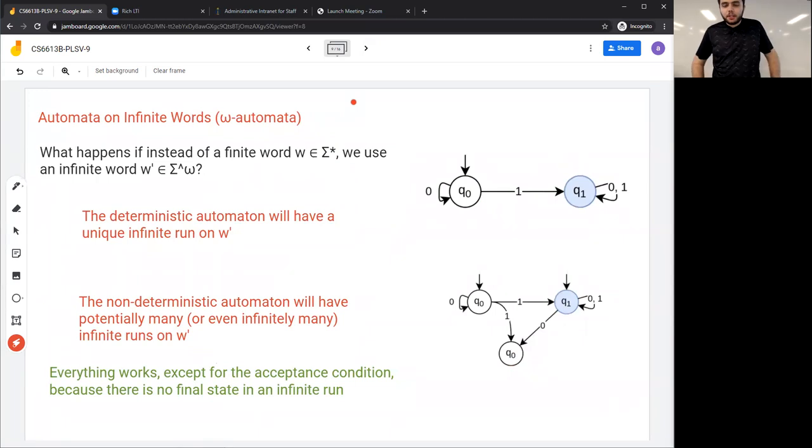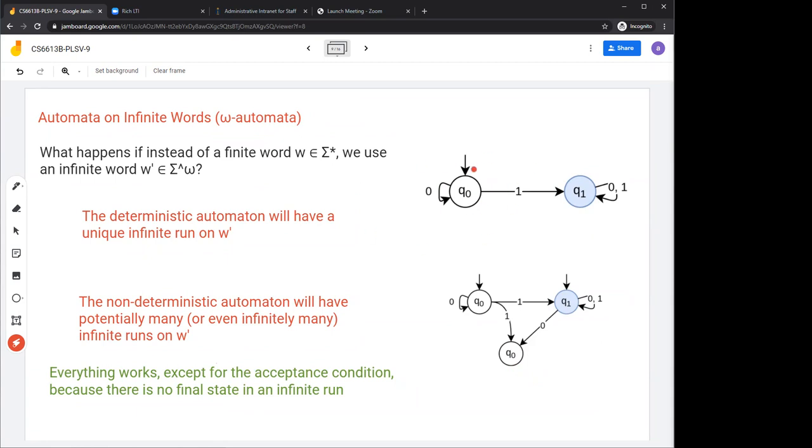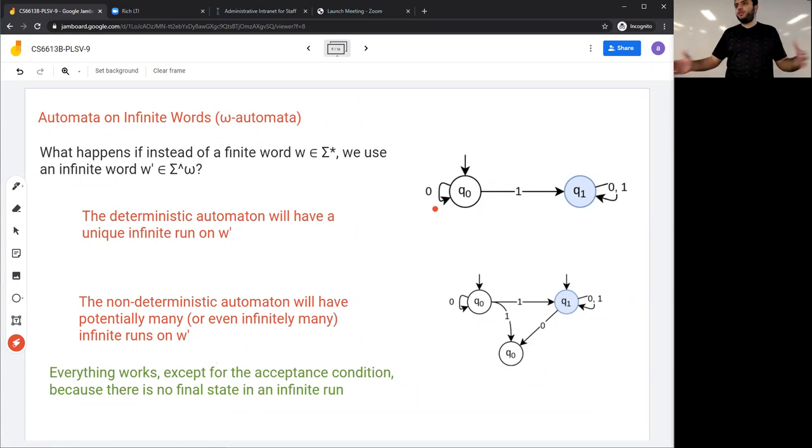Okay, so now let's see how we can extend this to infinite words. So what do we mean by infinite words? We basically mean that the input to the automaton is no longer finite. It's an infinite sequence of letters. So in this case, again, my alphabet is just 0 and 1. So the input is an infinite sequence of zeros and ones.